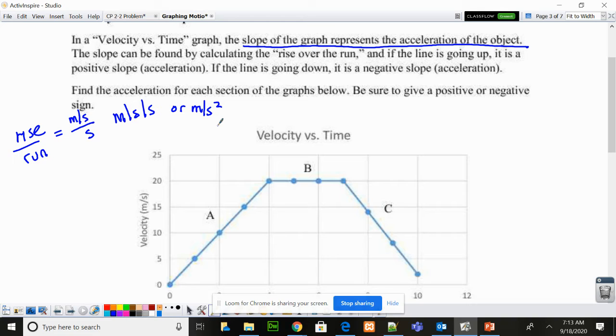Again, the slope can be found by calculating the rise over the run. And if the line is going up, it's a positive slope or acceleration. If the line is going down, it's a negative slope or acceleration. And it asks us to find the acceleration for each section of the graph below. Be sure to give a positive or negative sign.